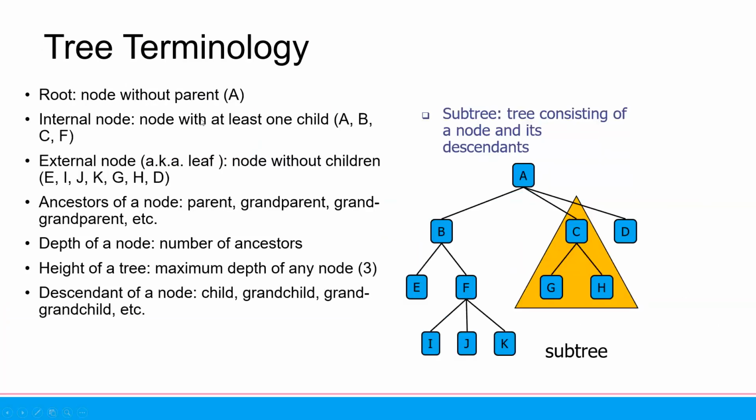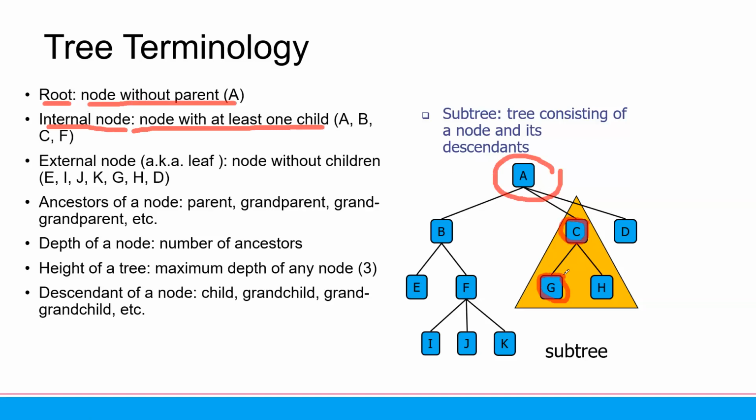So some tree terminology that we need to understand. First is root. The tree has a root, and the root is a node without parent. And the tree has internal node. The internal node means the node with at least one child. So for example, C. C is a node and there is a child.